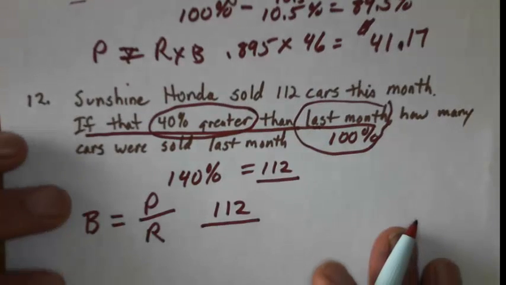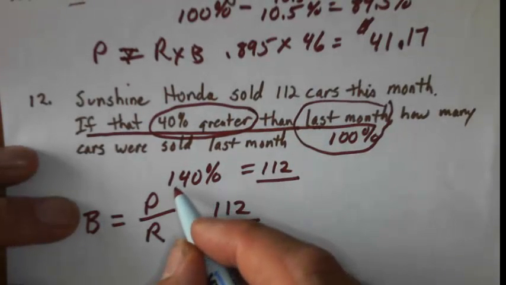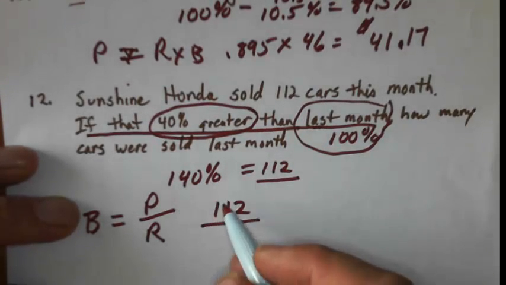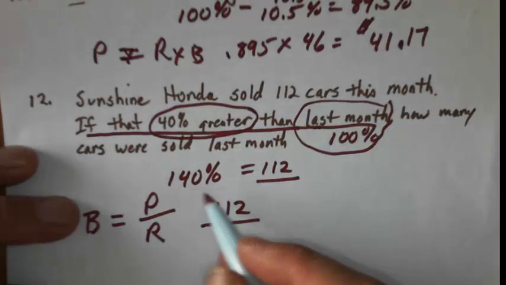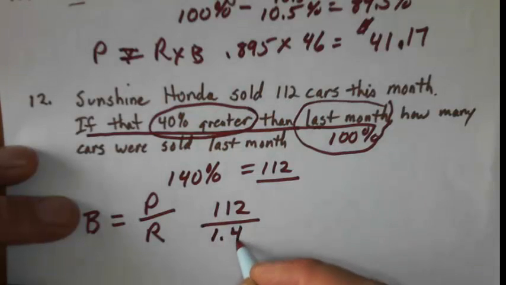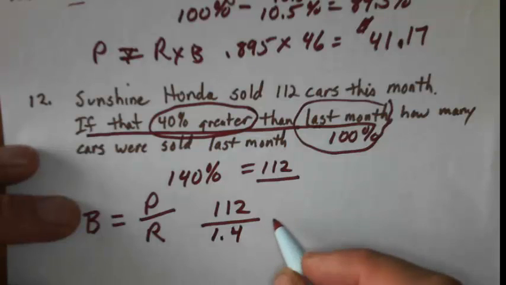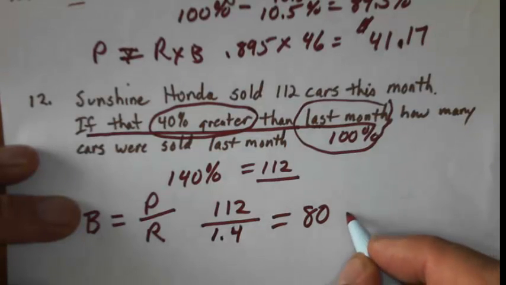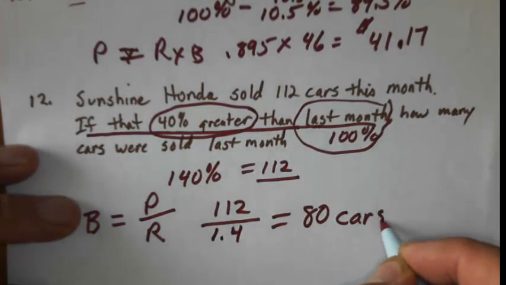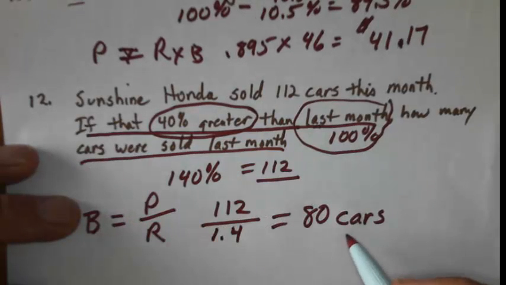Well, 140, I have to convert that back to a decimal in order to do the problem, because I can't divide by a percent. I mean, some calculators will let us do that, but mathematically we need to convert it. So we divide the 112 by 1.4, and we're going to get 80, and we're talking about how many cars were sold last month.